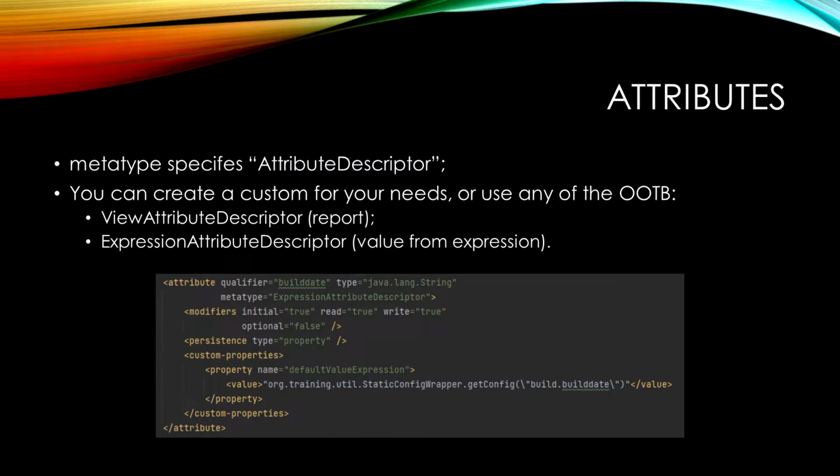With metatype, you can change the attribute descriptor. View attribute descriptor can be used for the reporting, while expression attribute descriptor can get value from expression. For example, here I am getting value by calling a static method with the constant property.